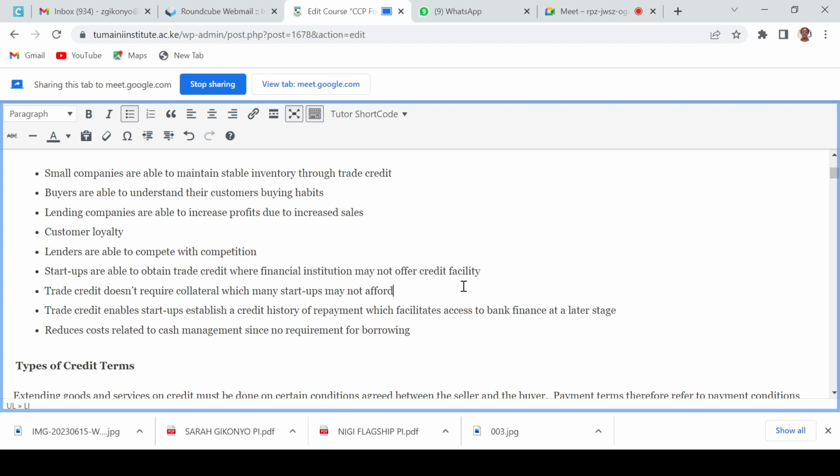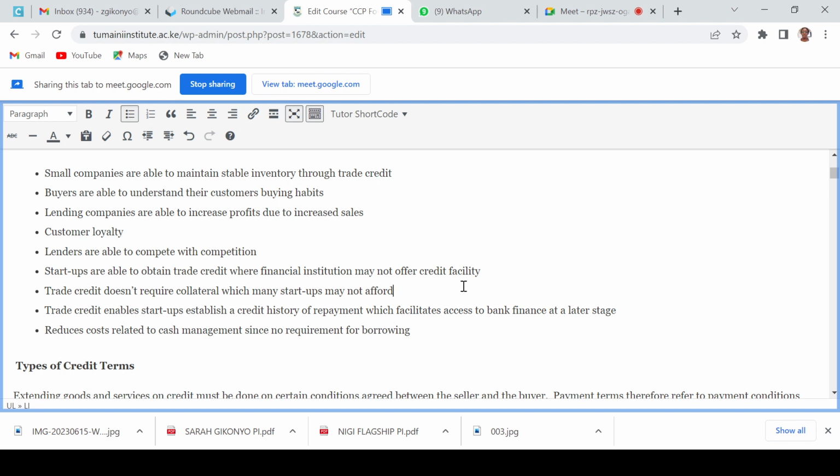From our lesson number 1, we looked at the benefits, creating jobs. Think of it, this is an area where an examiner may want to test your understanding of how you understand the benefits of trade credit. It reduces costs related to cash management, since there is no requirement for borrowing.